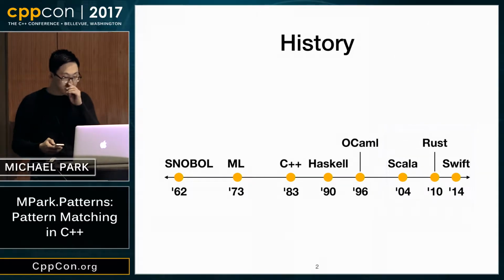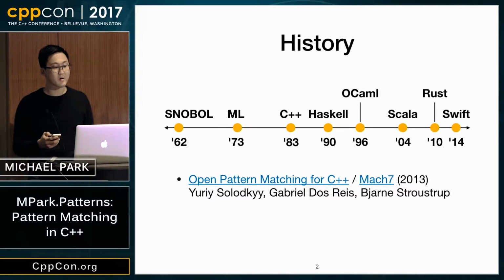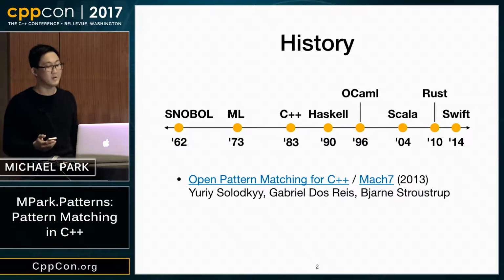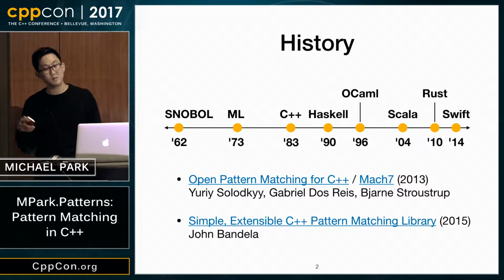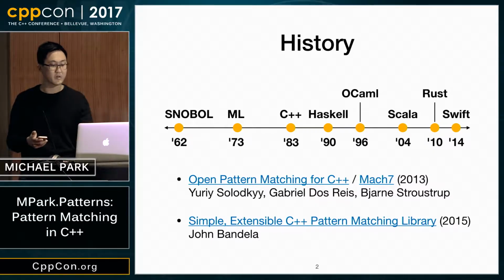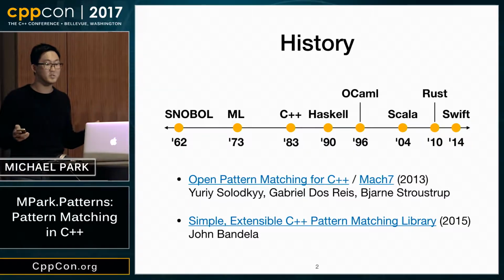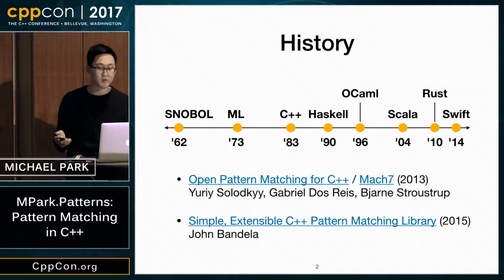And for C++, there's been two efforts that I know of towards introducing pattern matching. The first one is a paper called Open Pattern Matching for C++ by Yuriy, Gabriel, and Bjarne, which was published in 2013, and it shipped with a library solution called Mach7, which involved a lot of macros. In 2015, two years ago at this conference, John Bandela introduced Simple Match, which was a C++14 library solution with no macros. And that's about it. So 35 years into C++, almost 35 years, we still don't have the full extent of what pattern matching gives us at our disposal.